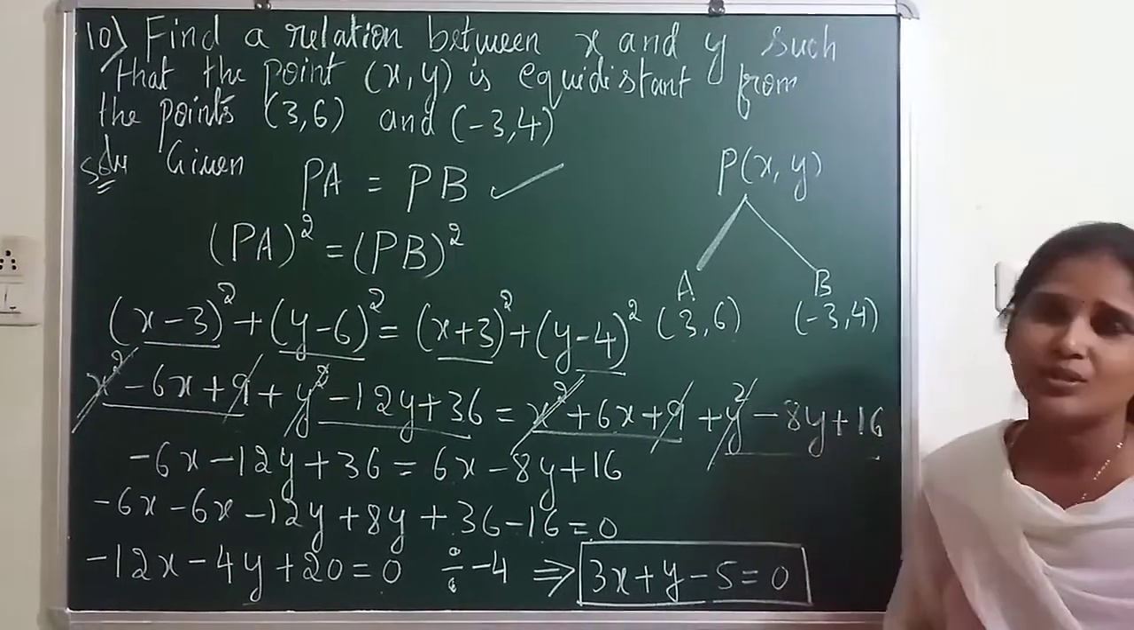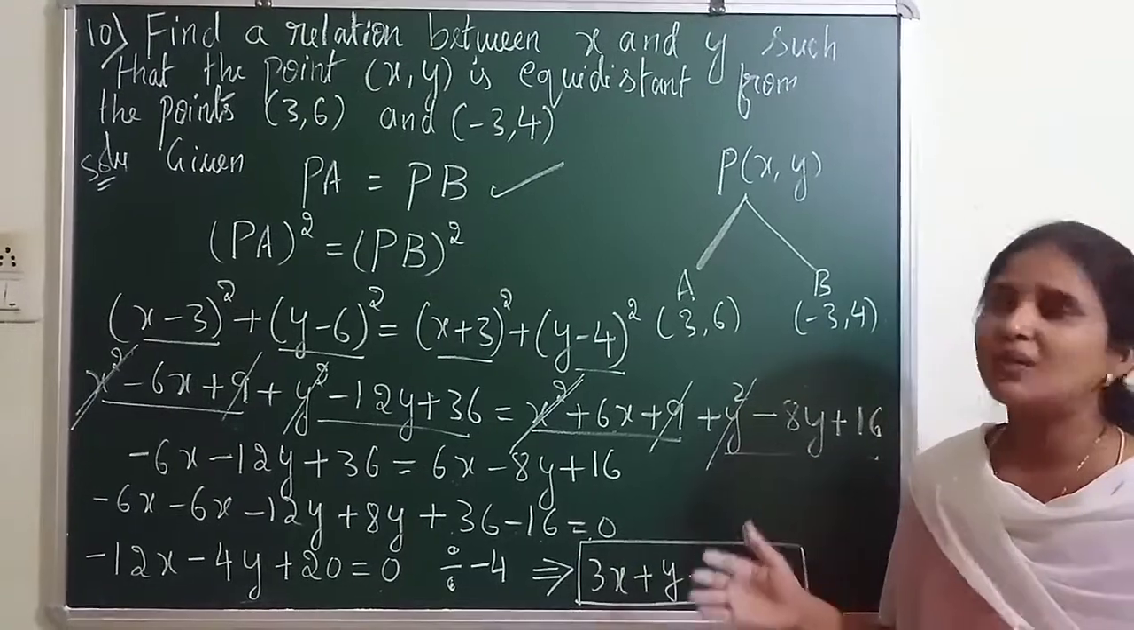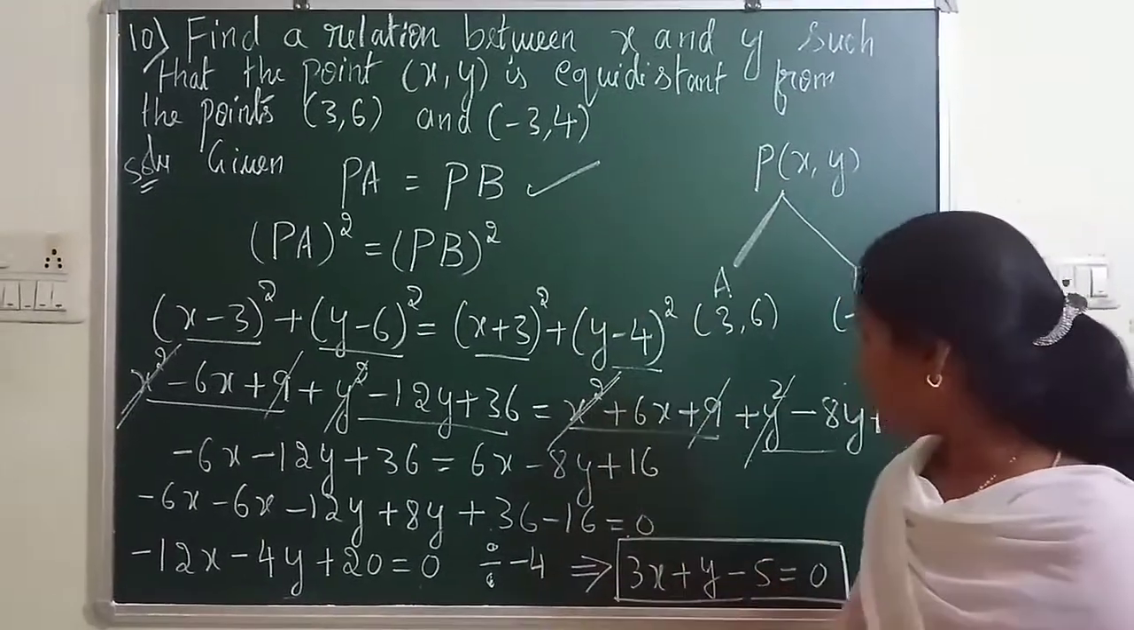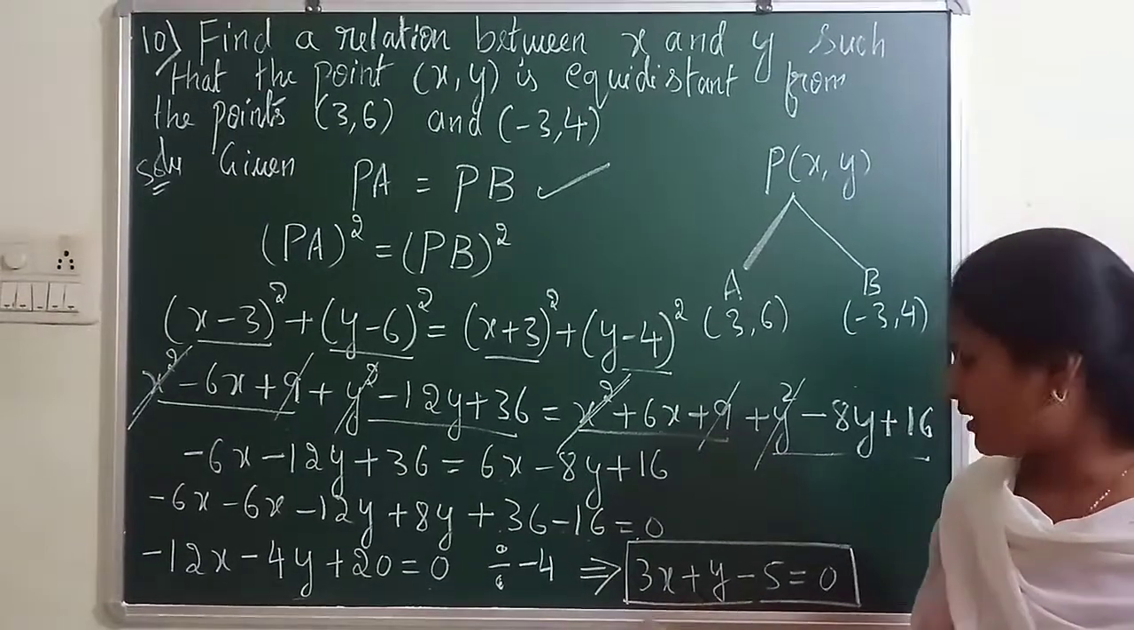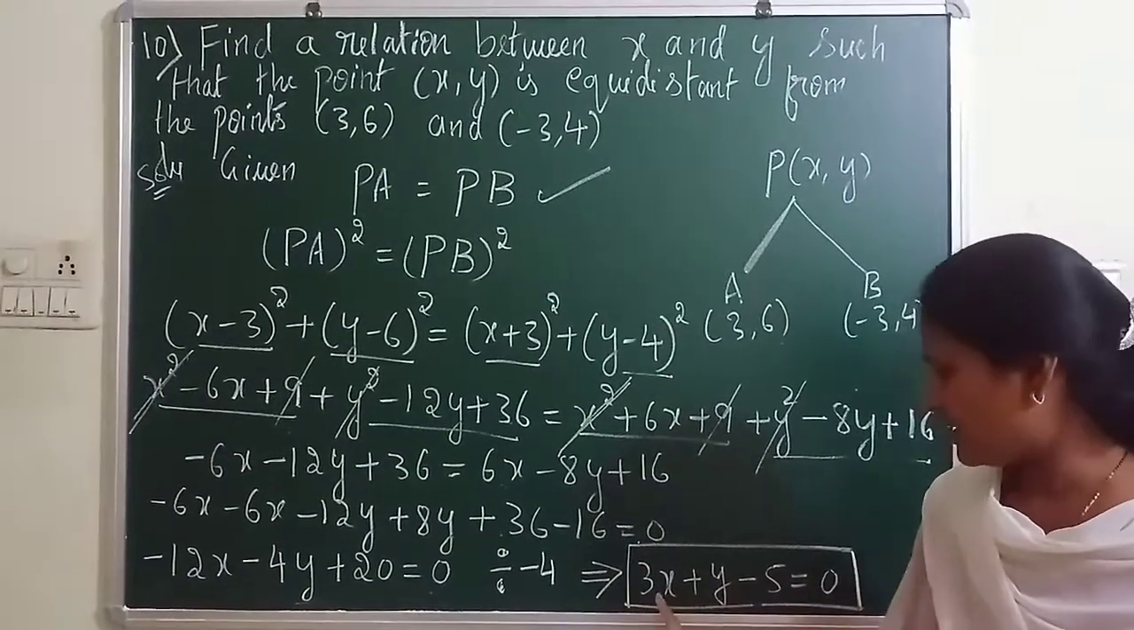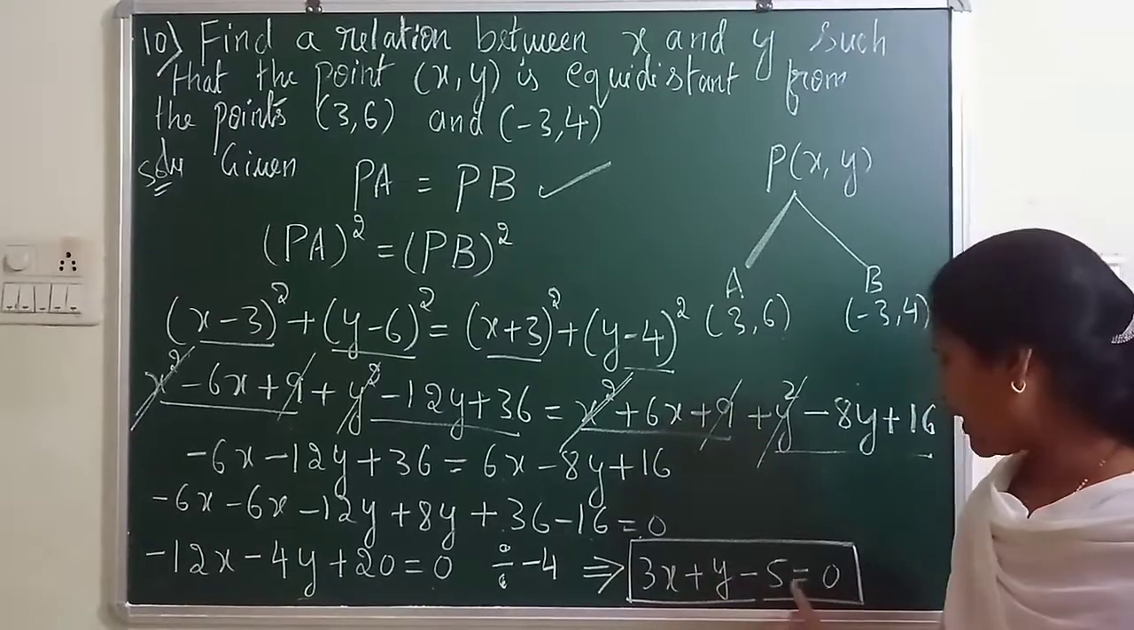So what did he ask in the question? He asked the relation between x and y. So this is the relation, that is, we got a linear equation in two variables. This is the relationship between x and y, that is 3x plus y minus 5 equal to 0.